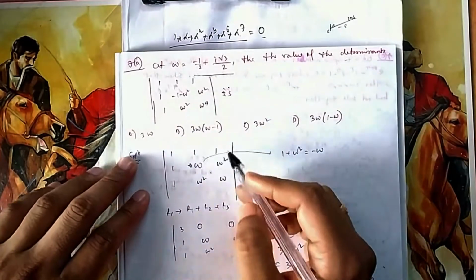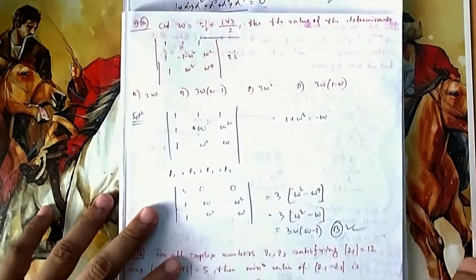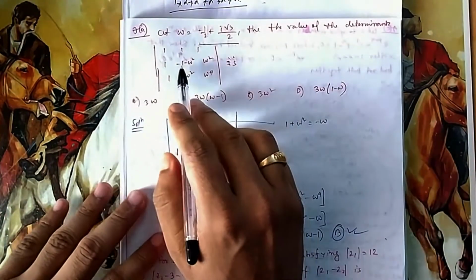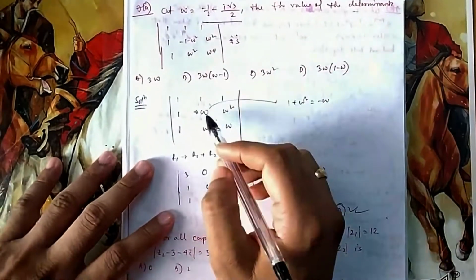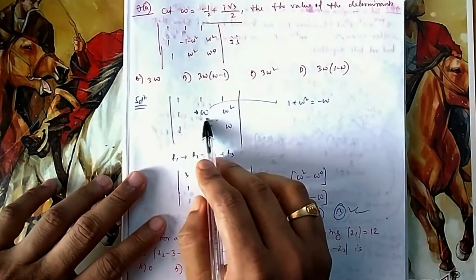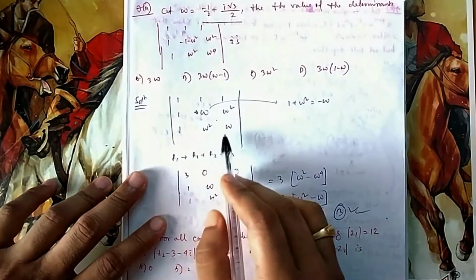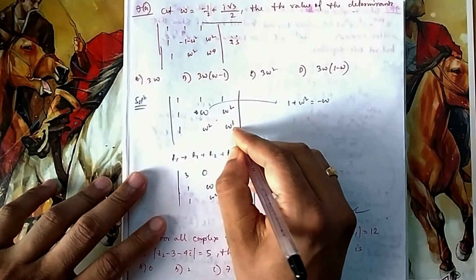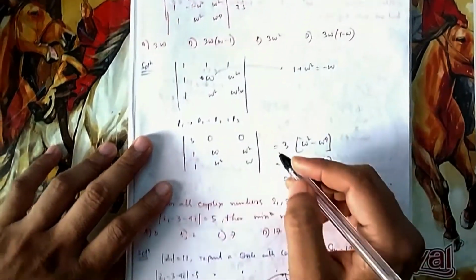Then the value of the determinant is this. So if you have studied determinants, then it will be easy for you. Or you can put, you see here, 1 plus omega square is minus omega. So minus plus this omega 4 you can write omega cube into omega. So it will give you omega only.